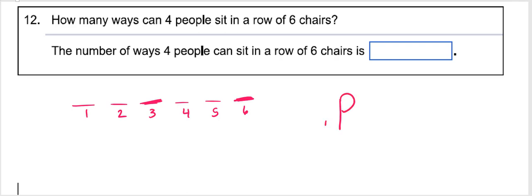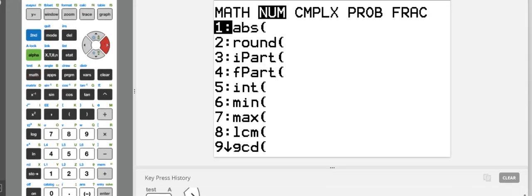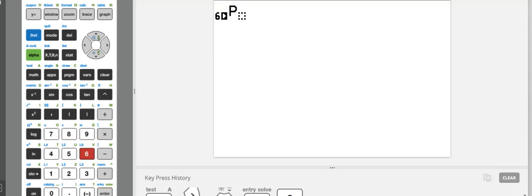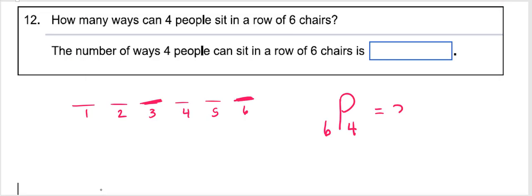And you're going to have 6 chairs, and you want 4 people to sit in them. So the permutation of 6 chairs, and you want 4 people to sit in those 6 chairs, you have 360 ways to do that.